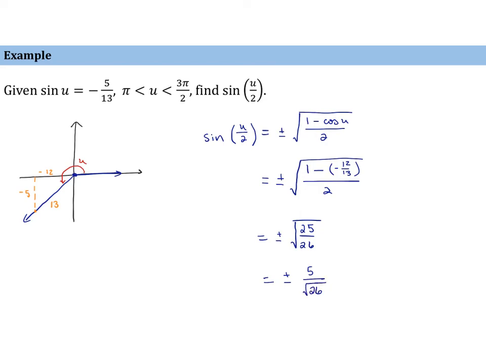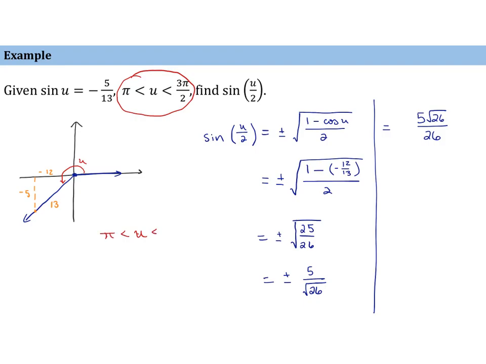Now we rationalize the denominator, and we would have 5 square roots of 26 over 26. Now, will our answer be positive or negative? And for that answer, let's go back to our interval. We know u is between pi and 3 pi over 2. But we want to know where u over 2 is.